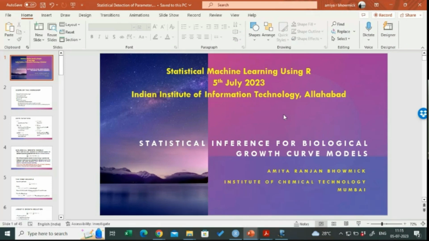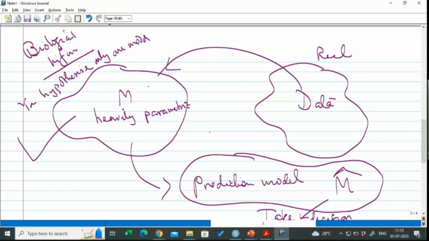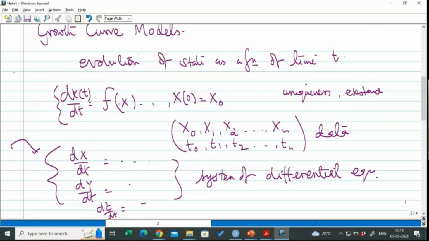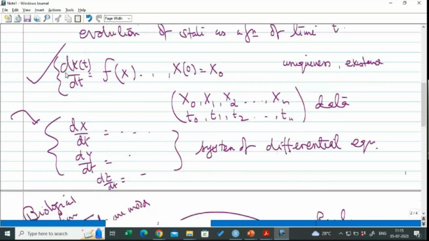Let me talk about it, but before that, let me take up this issue since I have already explained it: you have a model which is a differential equation, and you want to solve it using R, and also fit this differential equation using the software. Okay, let me try it out.